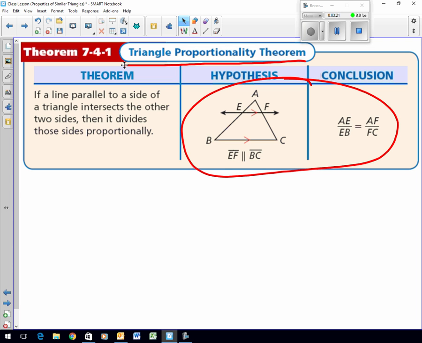Perfect. Make sure you write this down too. This symbolizes that line segment EF is parallel to line segment BC. You see those two vertical lines going up and down? That means parallel to. All right, so I'm going to give you an example, and this is going to be relatively easy to see.